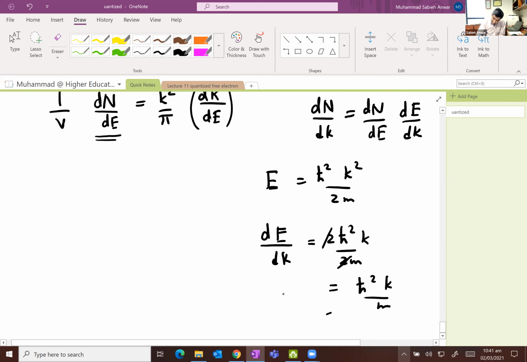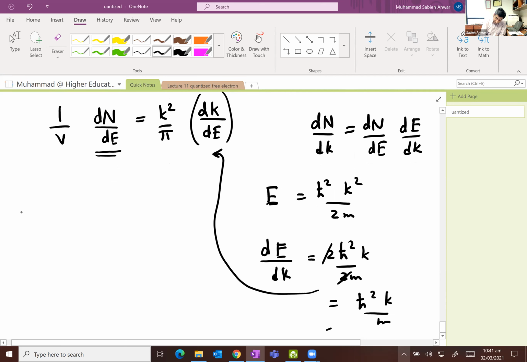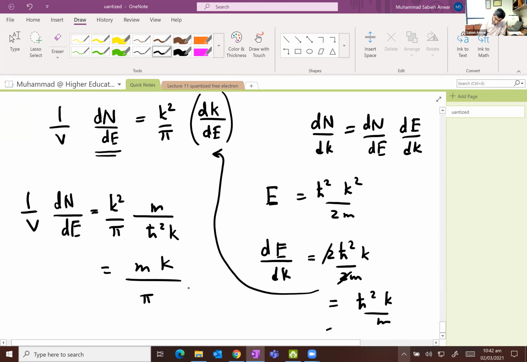So I just insert this value into this expression. 1 over V, dN over dE is k square over pi, times dE over dk, which is m over h bar square k, giving m k over pi h bar square.